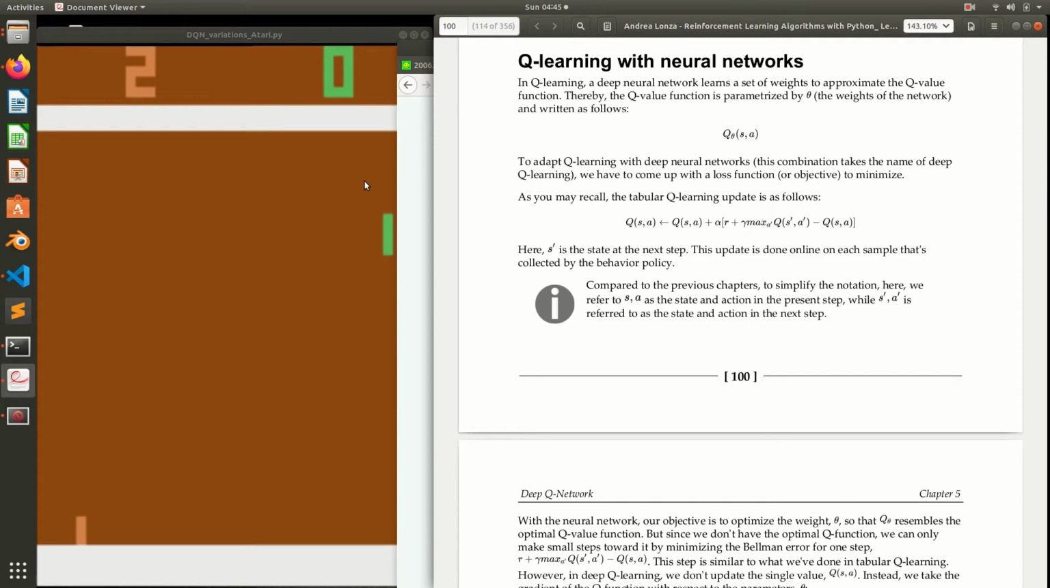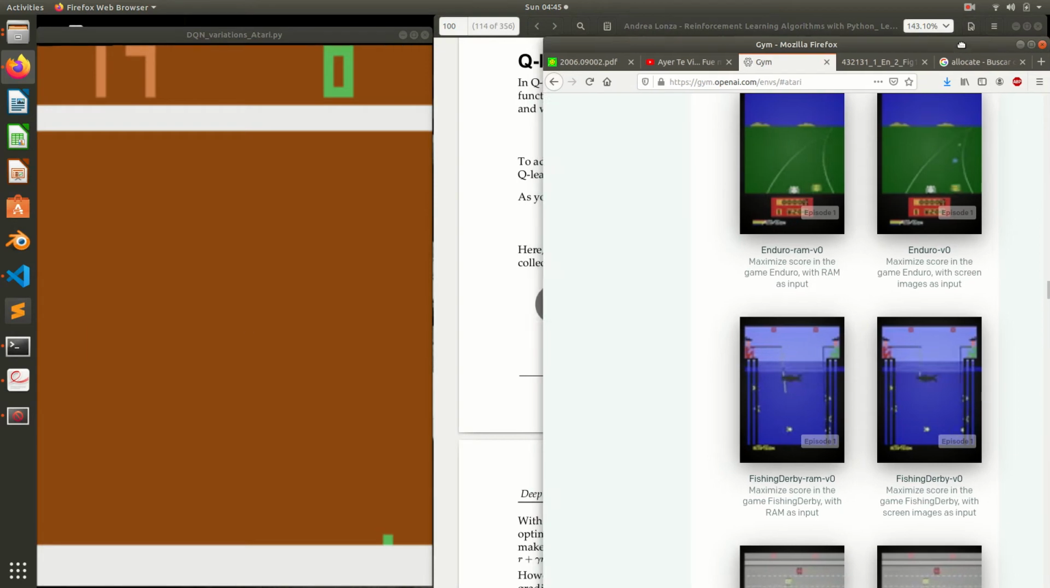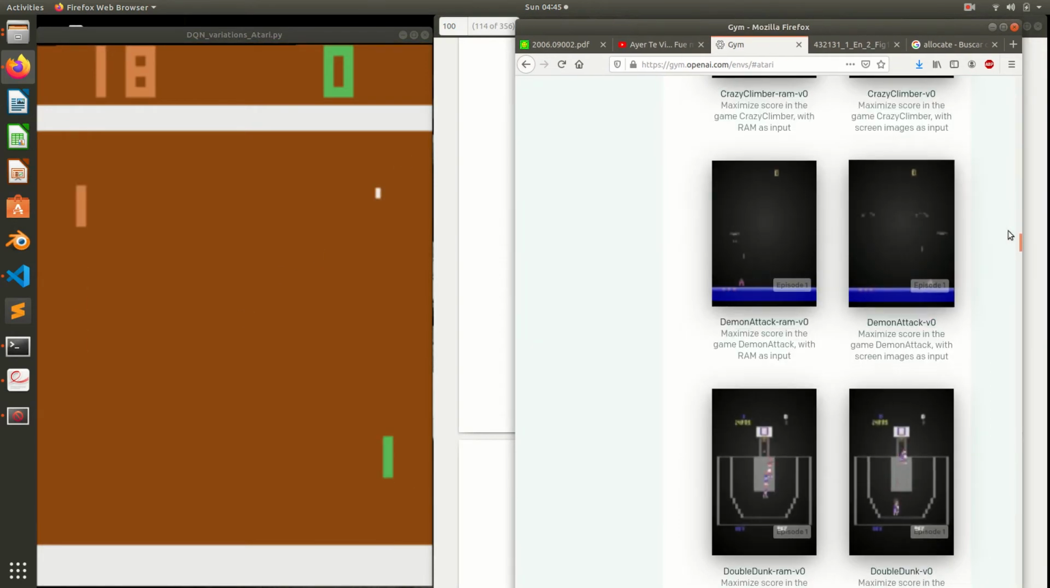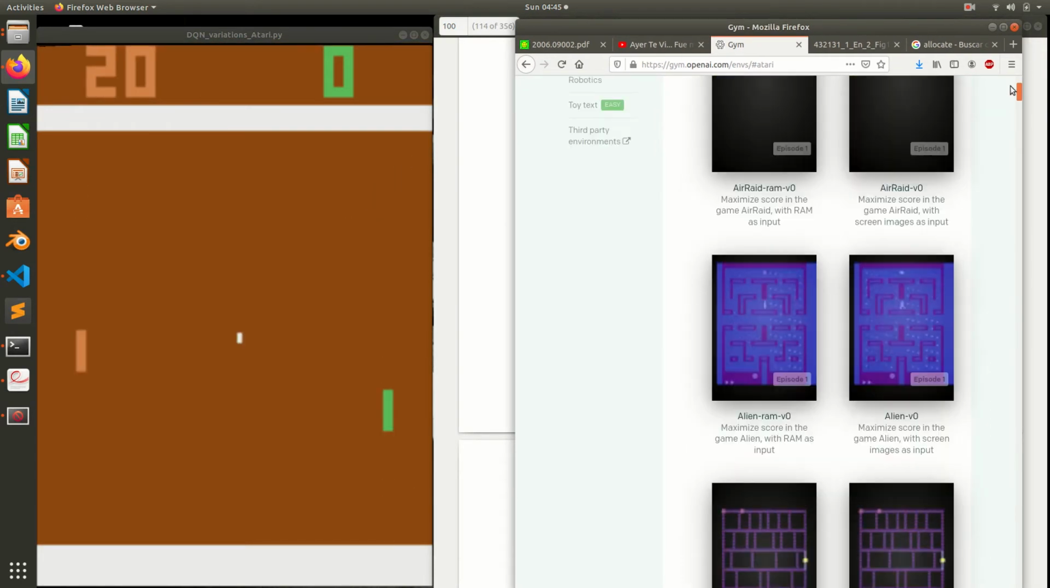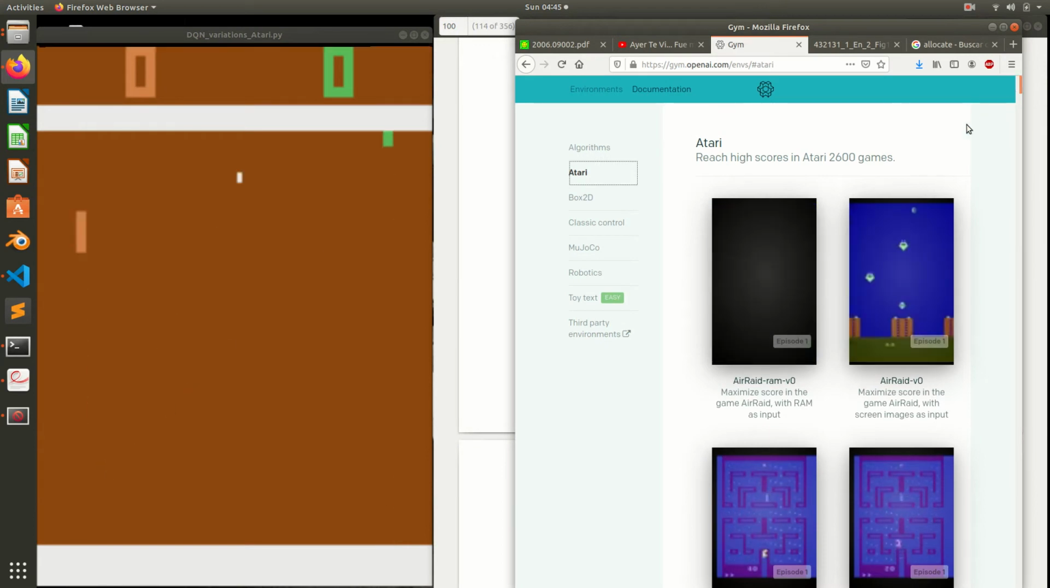For this video, this is an overview of Deep QN. This is the algorithm for reinforcement learning. This example was made using OpenAI libraries, environments and the Atari game. This is the Pong game. You can find this video game here in the web page of OpenAI. You can see all the cases of the video games for Atari that OpenAI provides.